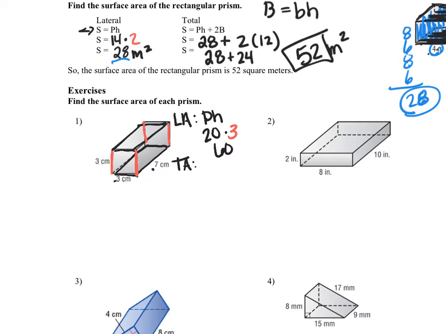So your lateral surface area is 60. Would it be squared or cubed? No, it's area, so it's squared, because it's area, not what's filling the boxes. It's not 3-dimensional.